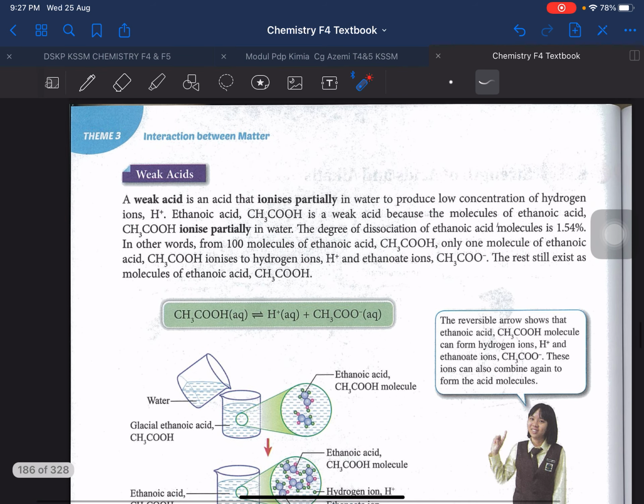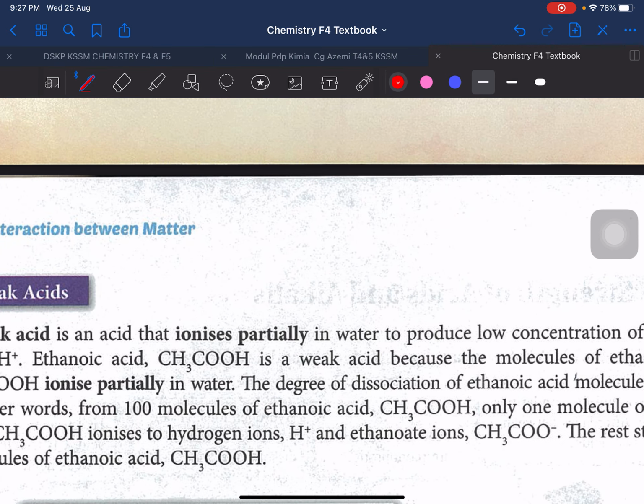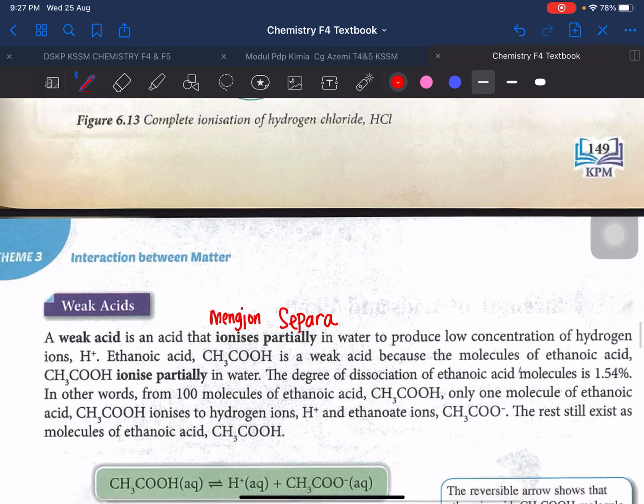Next, we go to weak acid. Weak acid is an acid that ionizes partially. Partially in bahasa Melayu adalah separuh. Okay, we don't say it's separuh. That one is our language, bahasa di rumah. Tapi untuk chemistry, we say that dia mengion separa. Mengion separa. Separuh lah tu.